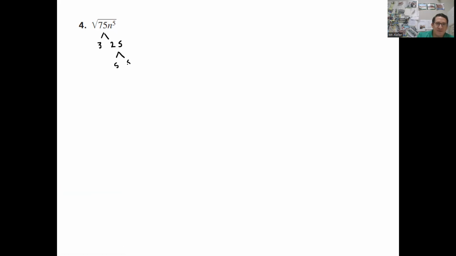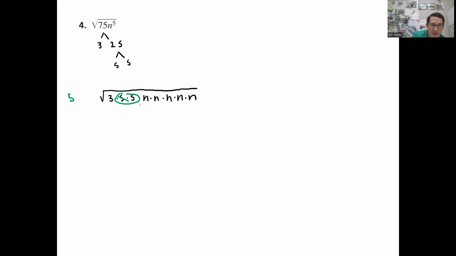25 is then 5 times 5. So all I'm going to do is put those in here. So I have 3 times 5 times 5 and n to the 5th. I'm just going to expand that: 1, 2, 3, 4, 5 n's. And now look for pairs. Look for buddies. Pair of 5s.